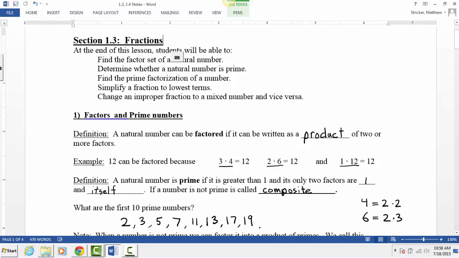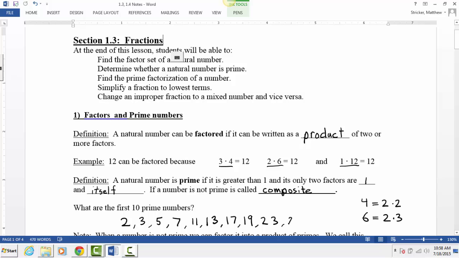20, 21, 22 are not prime. So all those, 20, 21, 22, are not prime. 23 is. How many do we have there so far? 1, 2, 3, 4, 5, 6, 7, 8, 9. We're looking for one more prime number.